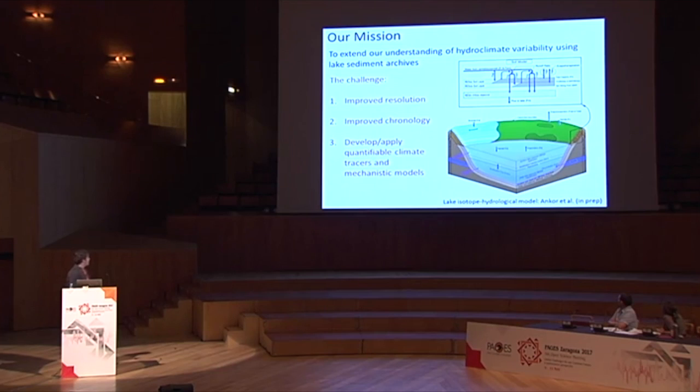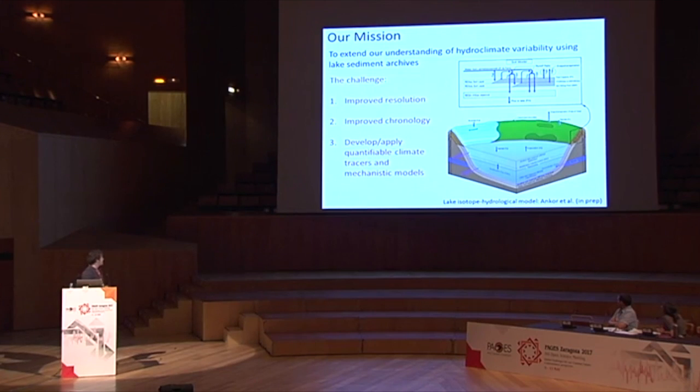And so our mission, I suppose you might put it, is to extend our understanding of hydroclimatic variability in southeastern Australia using lakes. And as Bronwyn Dixon showed yesterday, we actually have hundreds of lake or sediment records for eastern Australia, but generally they lack the resolution, the chronology, and the necessary quantifiable climatic traces to really solve some of those human-relevant problems.